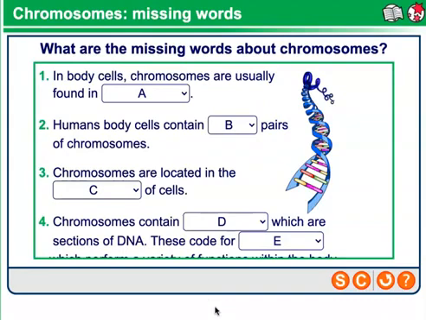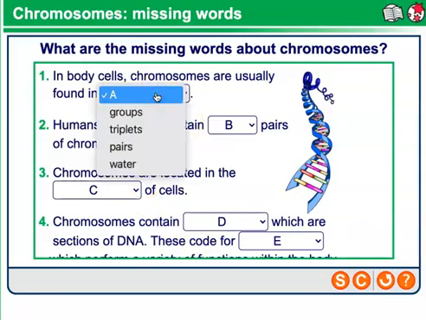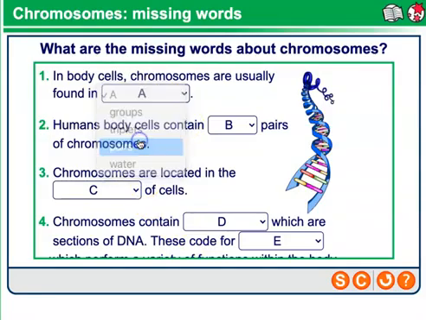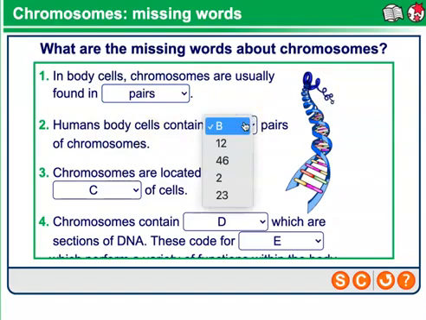So let's fill out the missing words. In body cells, chromosomes are usually found in pairs. Human body cells contain 23 pairs of chromosomes for a total of 46.